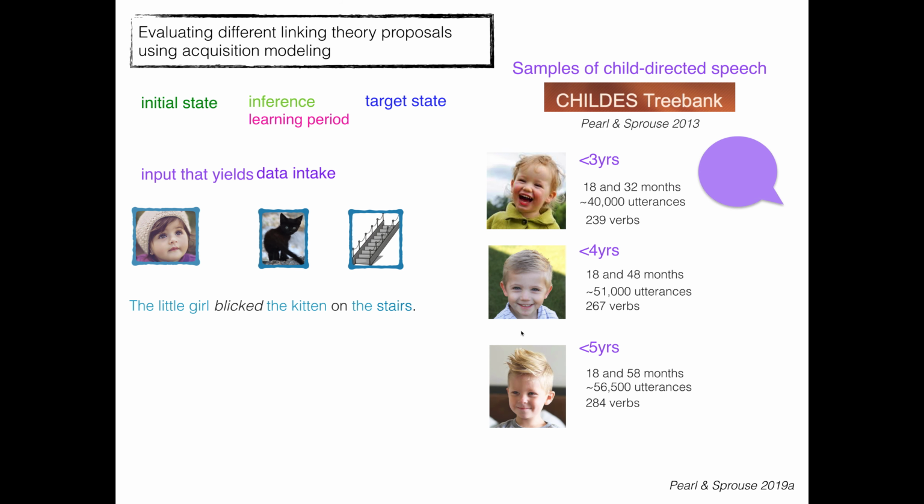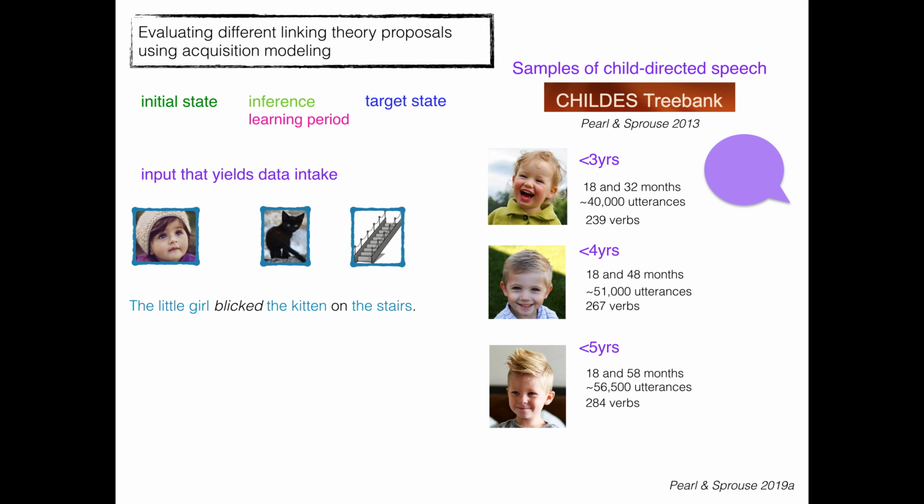So now let's talk about the data intake, right? The input that's going to yield this data intake comes from samples of child-directed speech from the Childes Treebank. And we're going to use data directed at children under the age of 3, under the age of 4, and under the age of 5. You can see this is tens of thousands of utterances between 239 and 284 individual verbs, right? Maybe a fair amount of input that these kids are hearing.